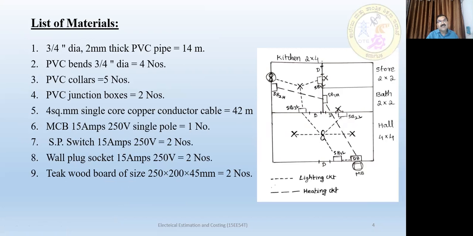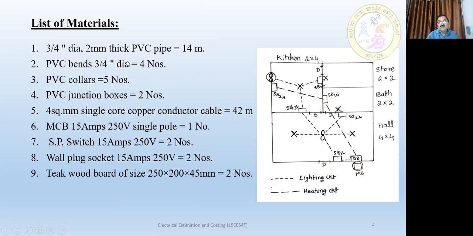Just by seeing the wiring diagram, we can select them here. The first one is 3/4 inch dia, 2 mm thick PVC pipe. We have already calculated this as 14 meter. And serial numbers 2, 3, 4 are the accessories used for the PVC pipe. Now PVC bends for 3/4 inch dia.